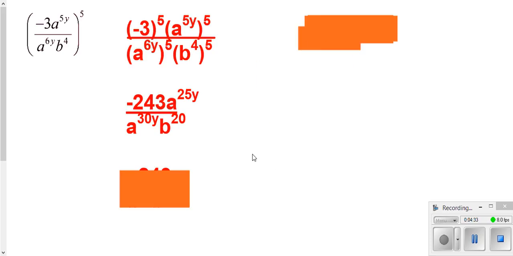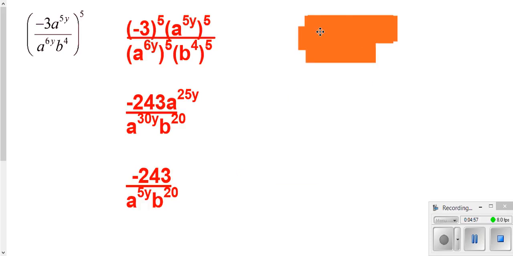Now, you'll notice we have a's top and bottom. We have a to a power on the top, a to a power on the bottom. Well, which one has more a's? Well, the bottom has an exponent of 30y, while the top has an exponent on the a of 25y. So it means there are 5 more y's on the a in the bottom than there are in the top. So we would get this.